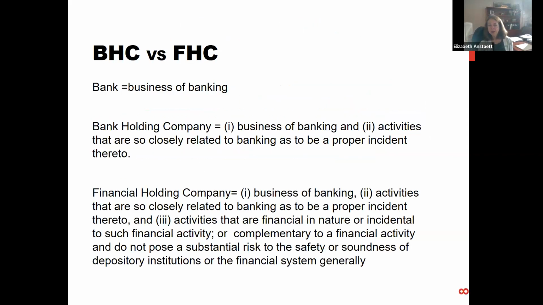So as we saw with the Bank Holding Company Act, bank holding companies can only engage in the business of banking and the activities closely related to banking. With these financial holding companies, the way that we get to the point where these companies can own insurance companies and investment companies is that they can have companies that engage in activities that are financial in nature or incidental to such financial activity. And so this is really where we see the growth in these large financial companies.